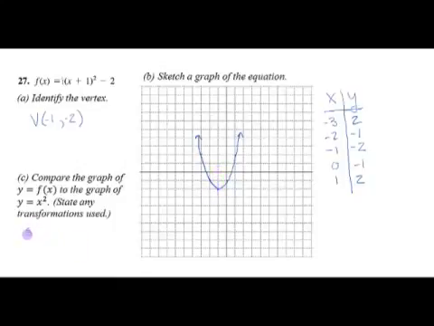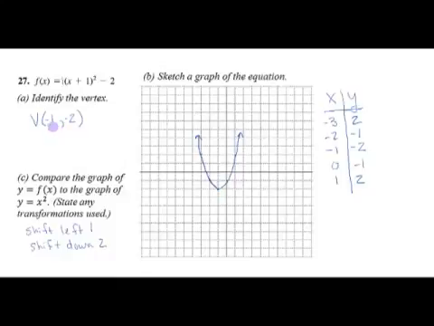So we did a shift left 1 and another shift down 2. If you look at the vertex, that explains any of the shifting that's going on.